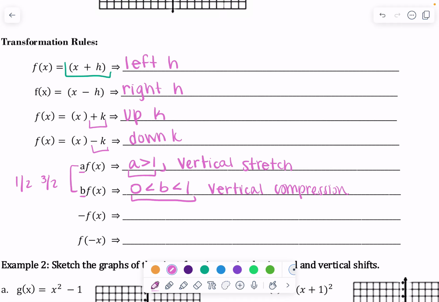These next two are going to be reflections. So if it's on the outside of the function, this is going to be a reflection on the x-axis.